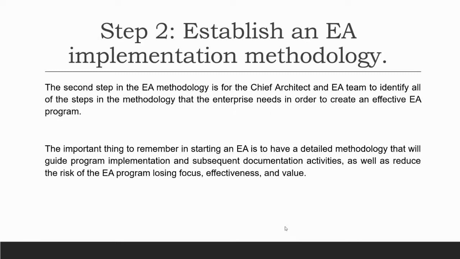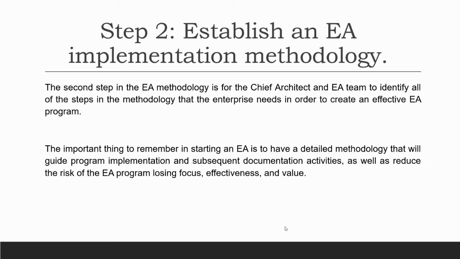Okay, let's proceed. Step 2, establish an EA implementation methodology. The second step in the EA methodology is for the chief architect and EA team to identify all of the steps in the methodology that the enterprise needs in order to create an effective EA program. The example figure shown above can be utilized as is, or it can be customized to match the specific demands of the business.